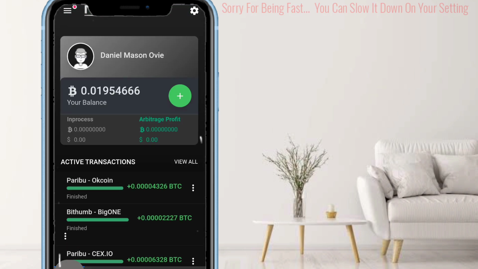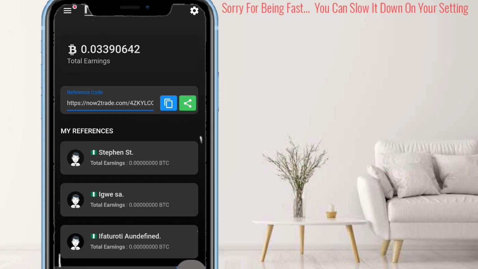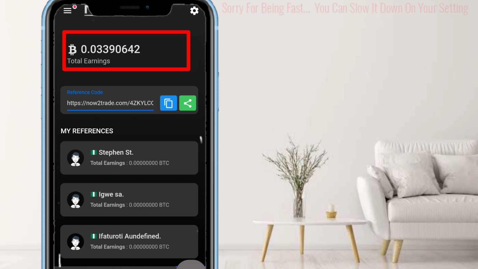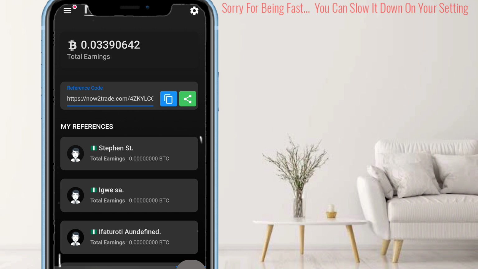Now on that note, when you click on the top left corner, you will see a sub menu. When you click on reference, it will take you to your reference section, where all your referral histories and your earnings are. You understand? And as you can see, I've earned over 0.0339 BTC in affiliate marketing alone, which was approximately over $1,300.